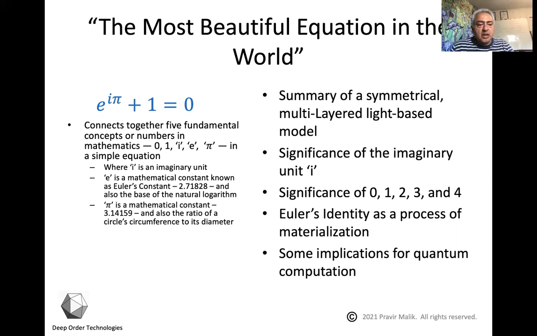Since e and pi exist between the numbers 2 and 4, and Euler's identity has 1 and 0 in it, I'm going to, from a light model point of view, speak about 0, 1, 2, 3, and 4, the significance of these. And then I'm going to suggest that Euler's identity is a process of materialization, and finally end with some implications for quantum computation.